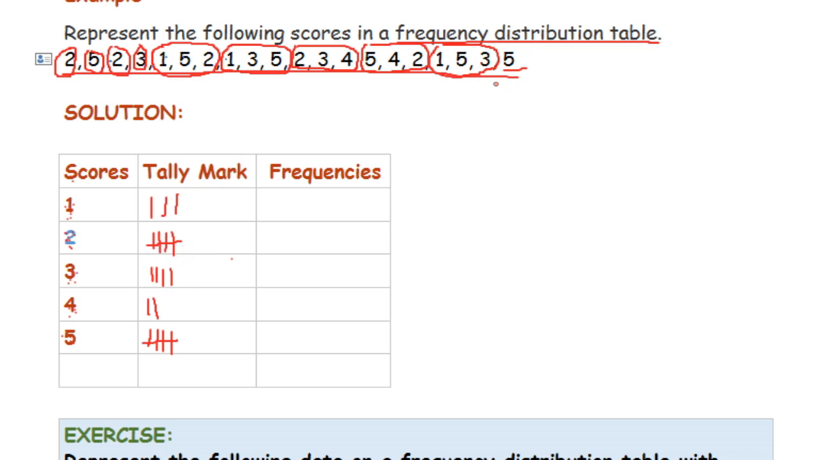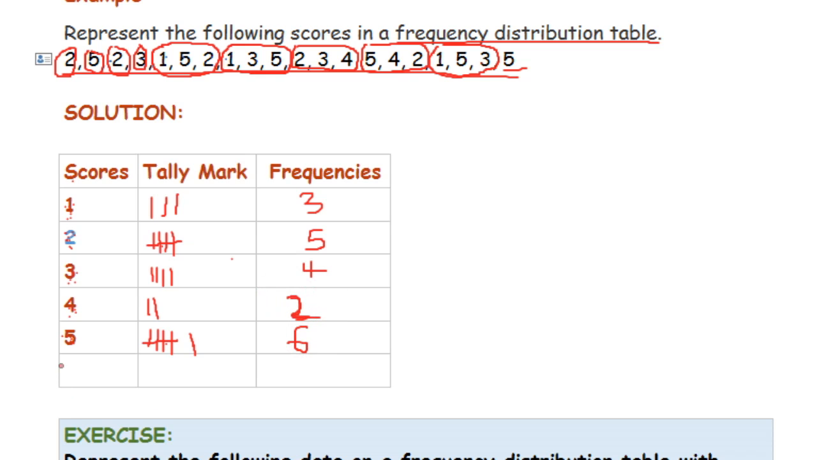The last one is 5. So I'm going to write out a stroke here to make it 6 for 5. Now these tallies, here for 1, I have 3 strokes, so that's 3. So 1 has a frequency of 3, 2 has a frequency of 5, 3 has a frequency of 4, 4 has a frequency of 2, 5 has a frequency of 6.